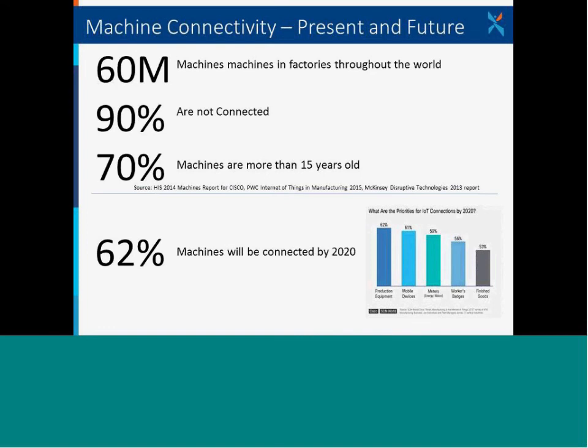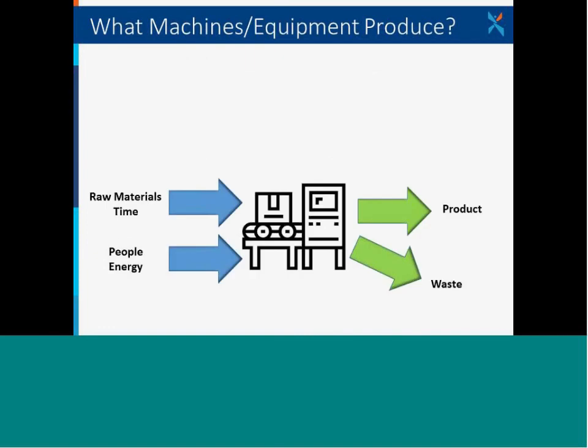But this is just a trend, so what is the real benefit? Now, if you look a few decades back, maybe about 15 or 20 years back, we looked at a machine and equipment just as a machine which produces products, and incidentally, they will also produce waste. They don't like it, but they do produce it, by putting in raw material, time, people, and energy into it.